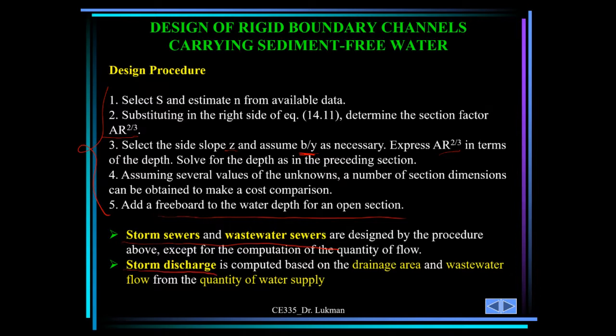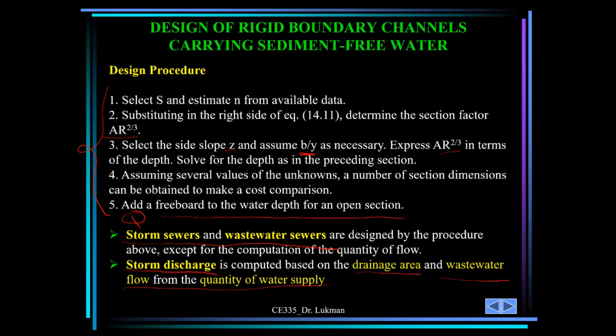If the channel is to drain the storm water, that should be computed, that is the Q. We're talking about Q, the flow rate. The flow is computed from the drainage area as well as the wastewater flow from the quantity of water supply. Normally, we take about 80% of the quantity of water supply to end up in the sewers.